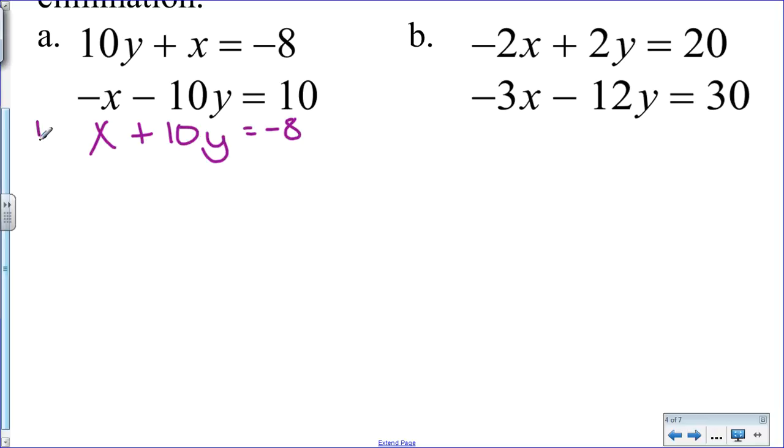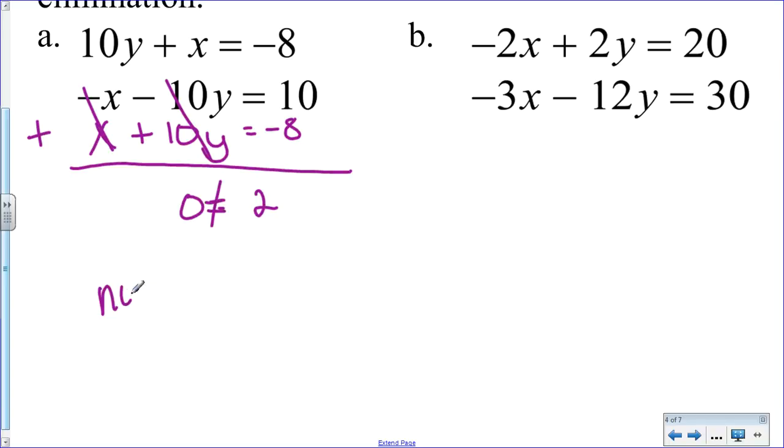So I'm going to go ahead and add these two equations together. So these cancel. Notice, though, that I also have -10y and +10y. So those cancel as well. So I get 0. And then 10 and -8 gives me +2. And you'll remember from our last few lessons that if I get something that's not true, like 0 equals 2, okay, doesn't happen, it's not possible, my answer is simply no solution.